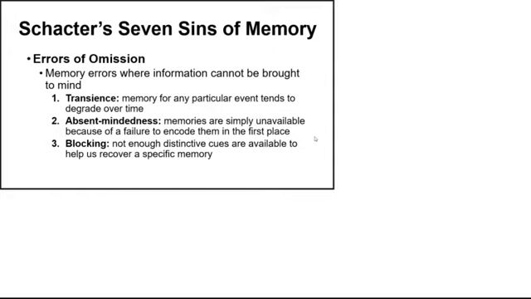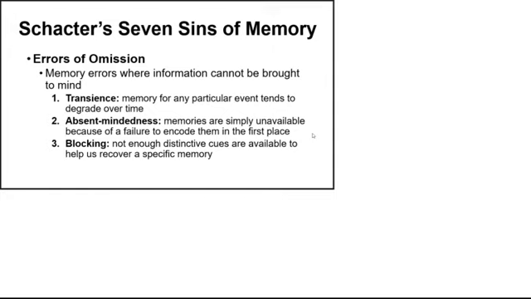Okay. Our next thing to talk about are the 7 sins of memory. I found this was a very interesting way to group them. There are different errors that you can have in memory. And we have 2 different categories, errors of omission and then errors of commission. So sort of things that go away and things that come into place when they shouldn't. And so we'll start with the omission. Errors of omission are memory errors where the information cannot be brought to mind. So this is when you can't remember something.